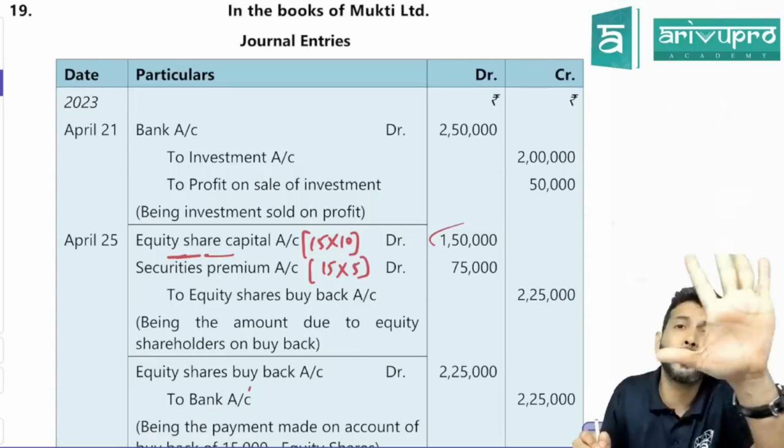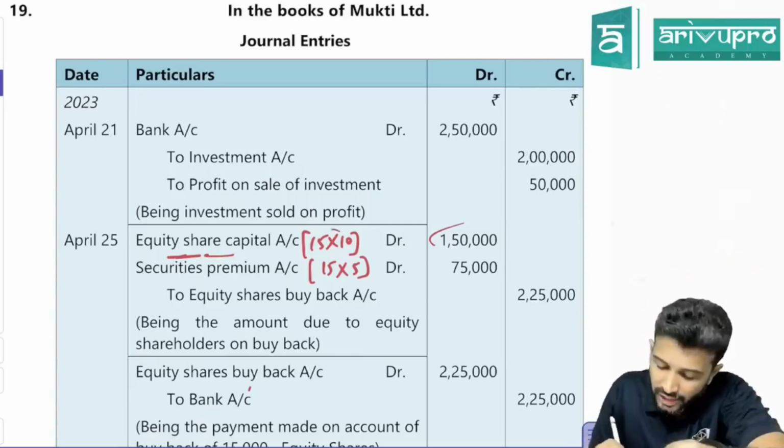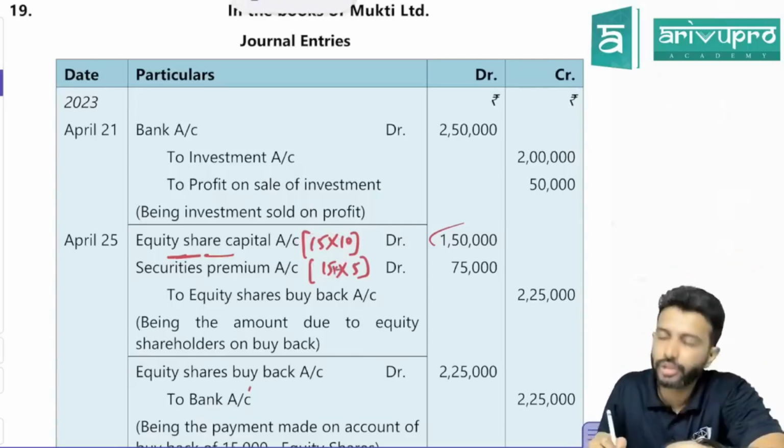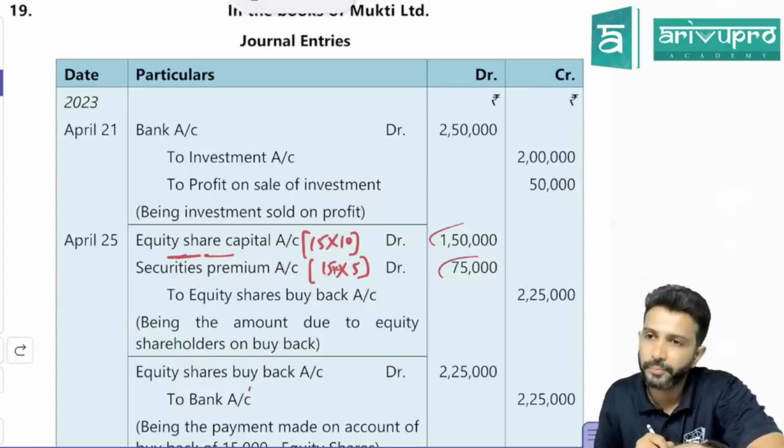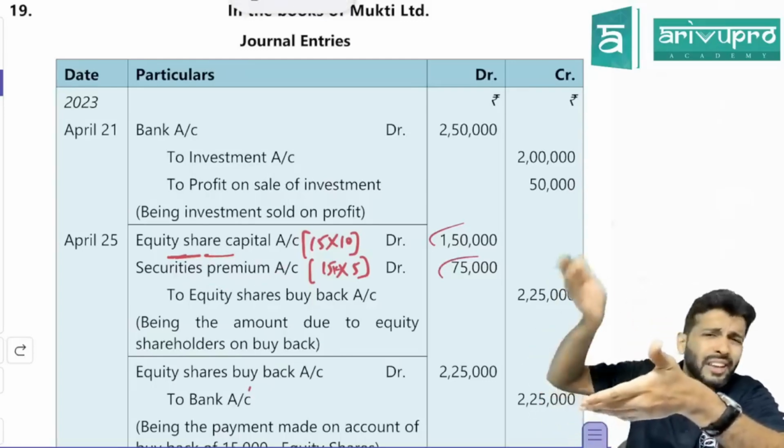Yeah, premium is 5 rupees per share. How many shares are you cancelling? 15,000. So 15,000 into 5 is how much? 75,000. Either you can write premium on buyback, or this premium on buyback is anyways a loss.